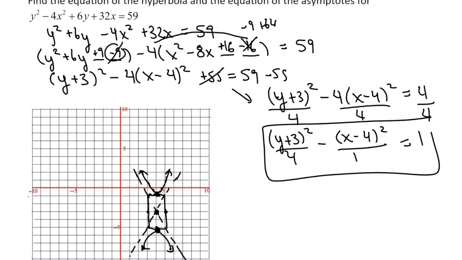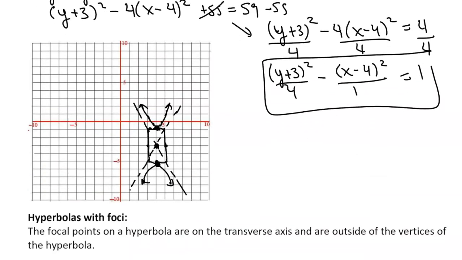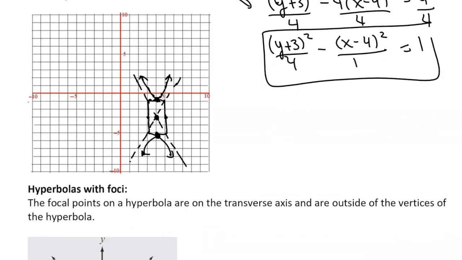Now it's asking us, it says find the equation of the hyperbola, and it also says find the equation of the asymptotes. And so then to find the equation of the asymptotes, we should just look at this a little bit more. So we know that the asymptotes would have a slope of 2 over 1, and there's going to be two cases. So you could say y equals 2x plus b and y equals negative 2x plus b.